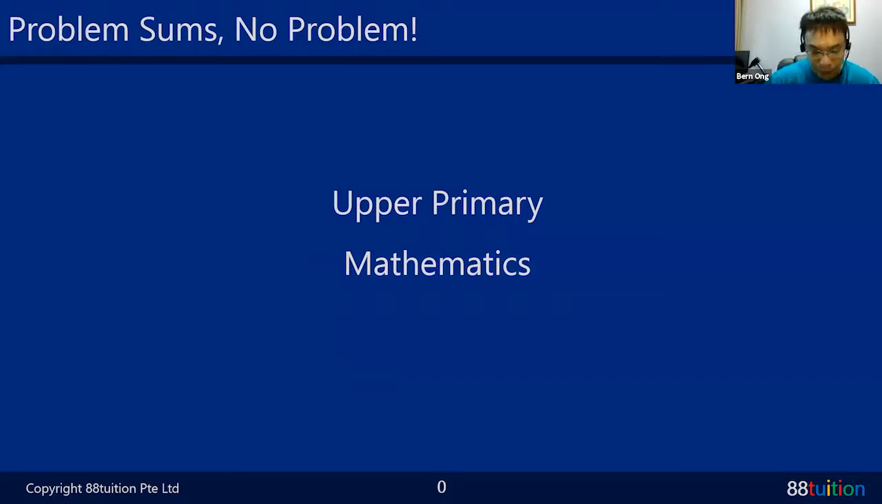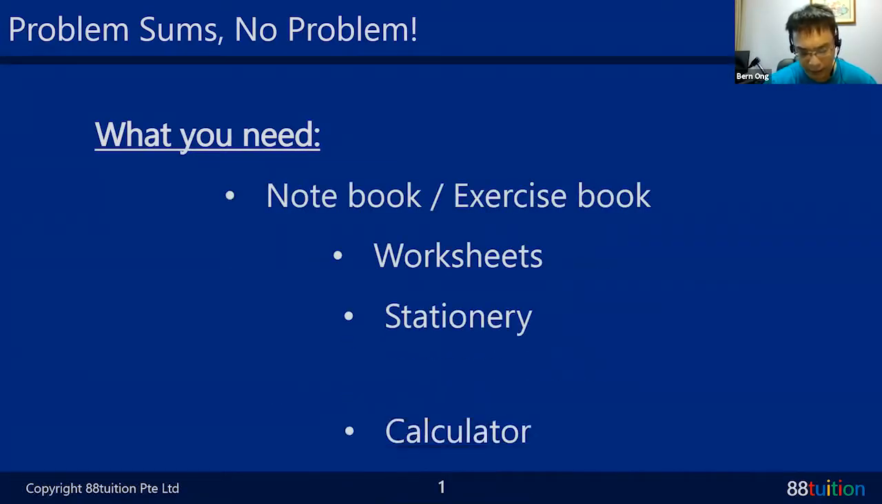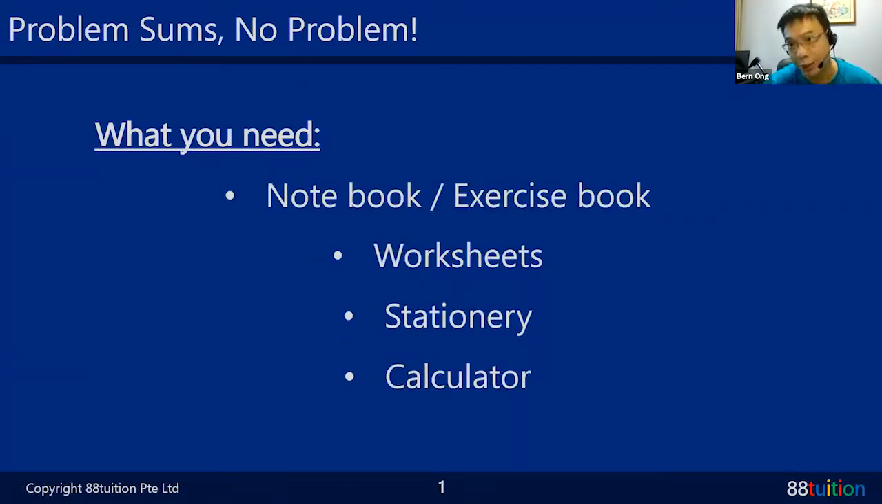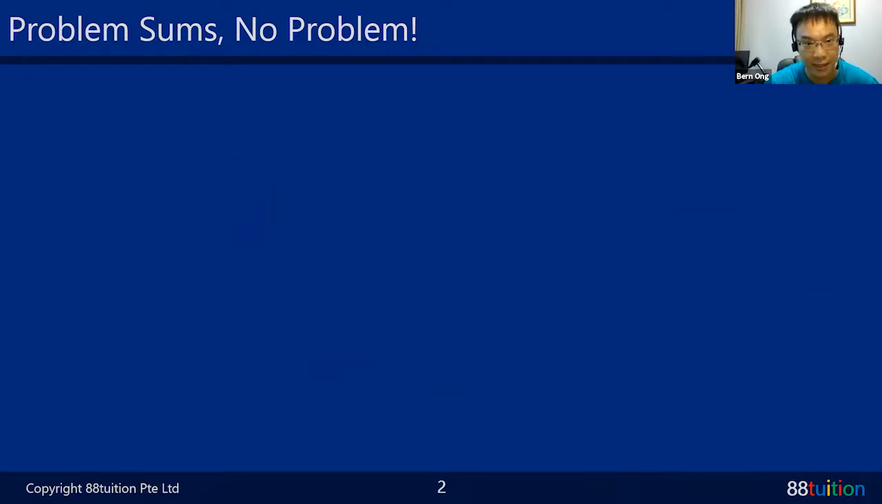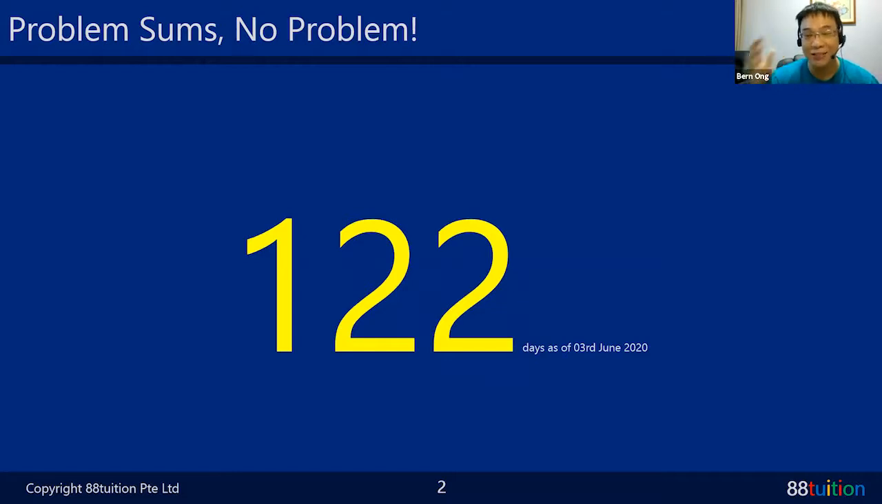So down here, what do you see? Things that you need. You have seen this before already, right? The most important thing down here is actually your calculator. That's my favorite, my best friend. Sorry, P6 students.